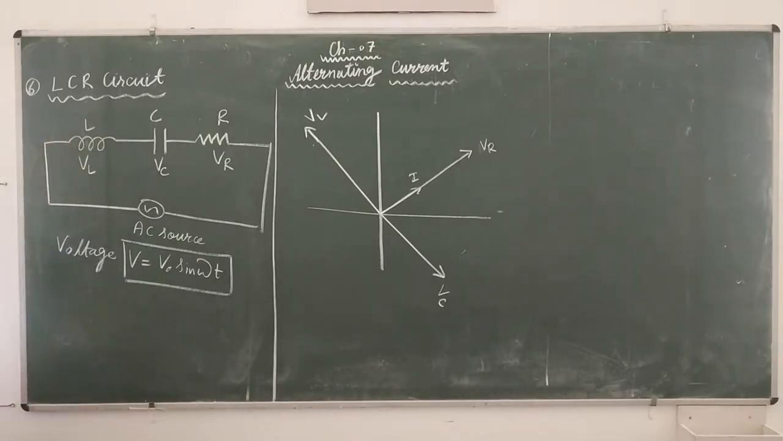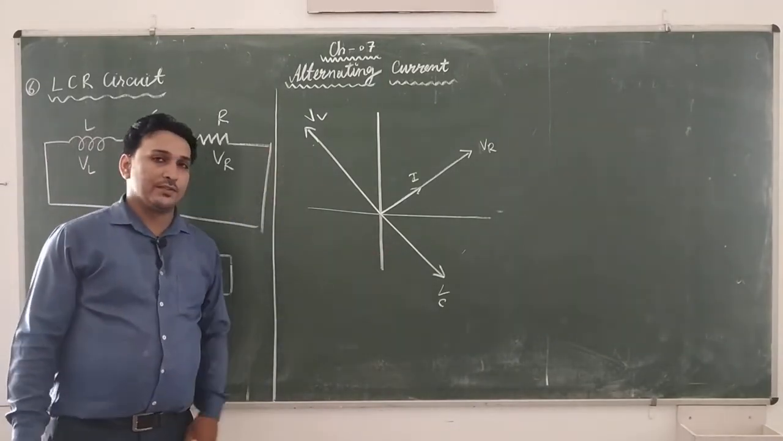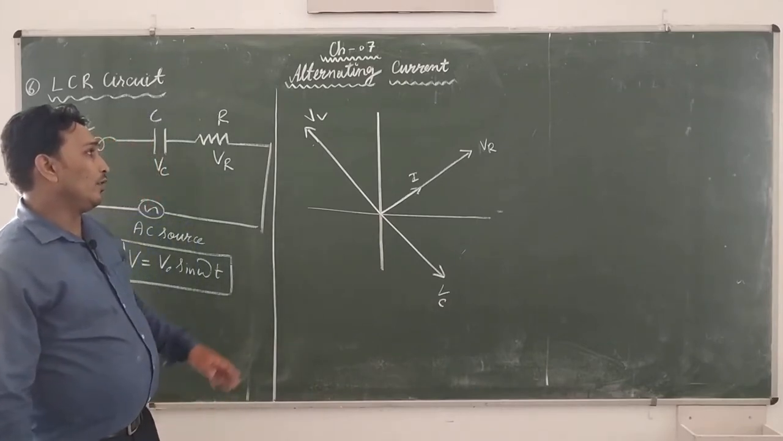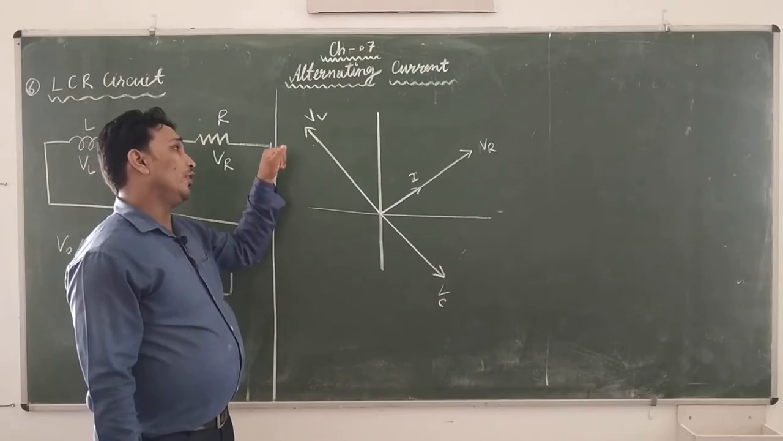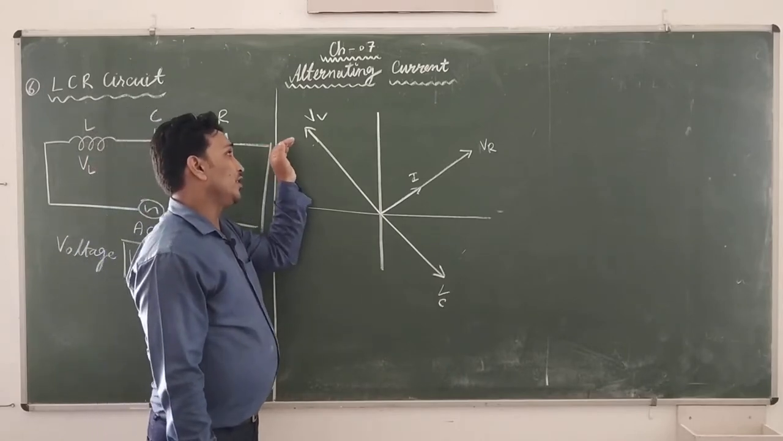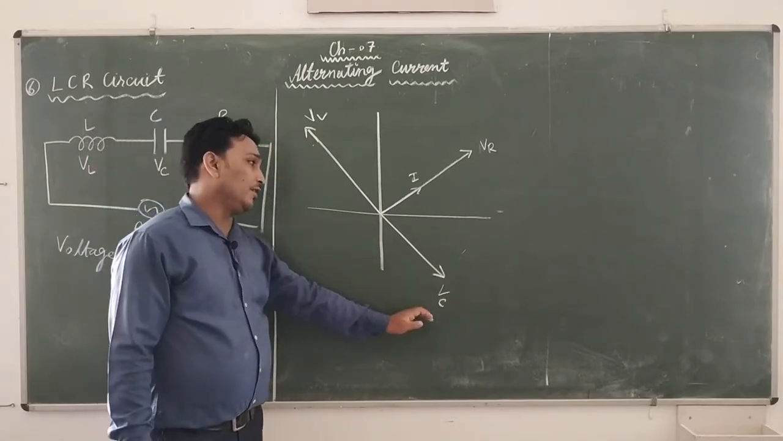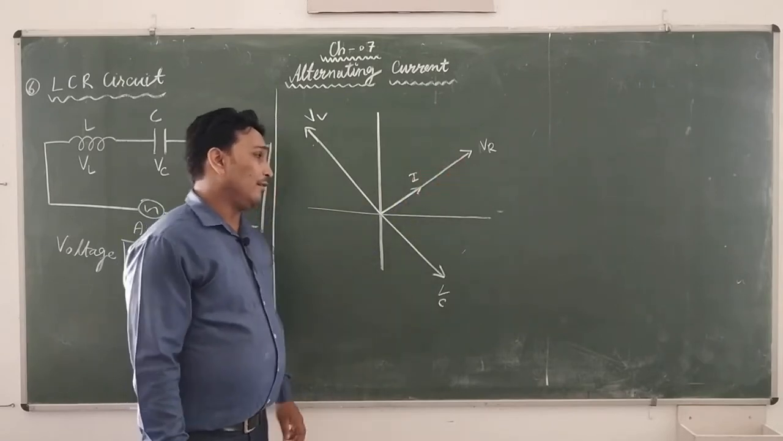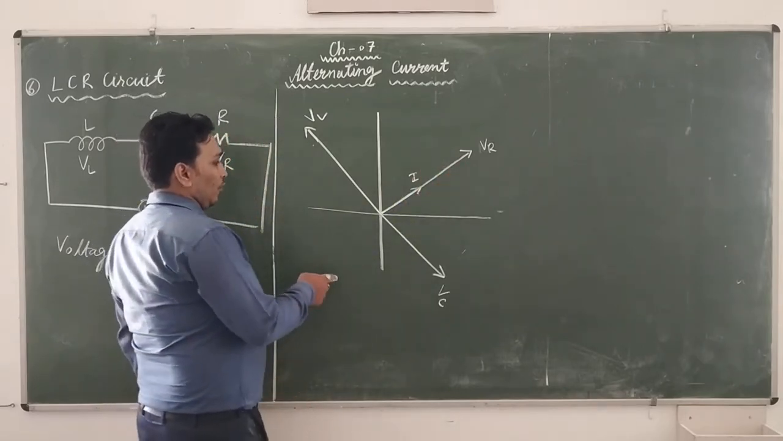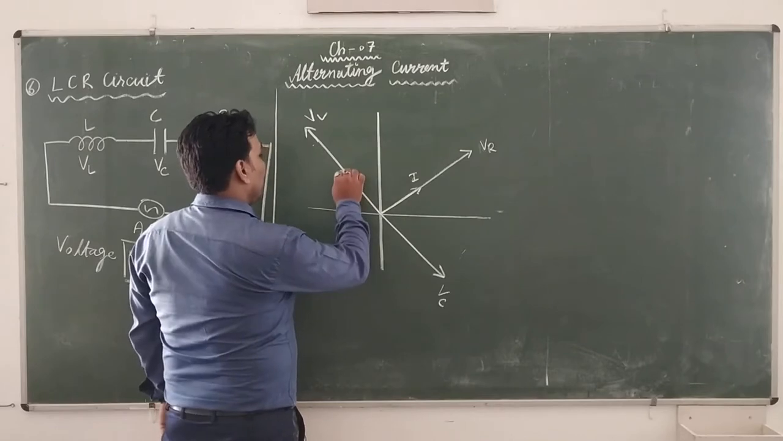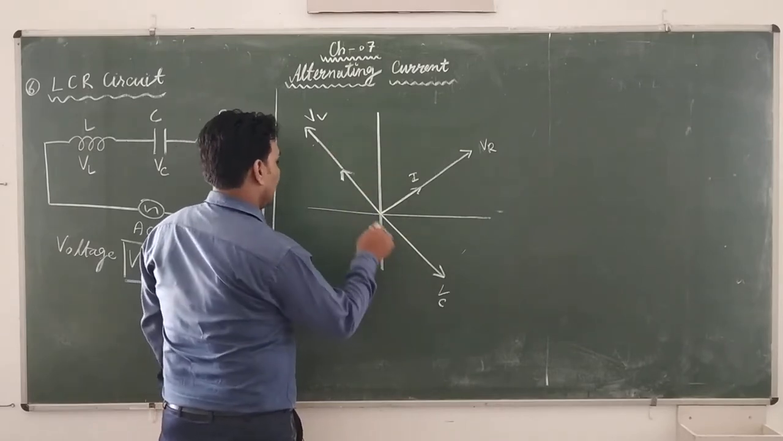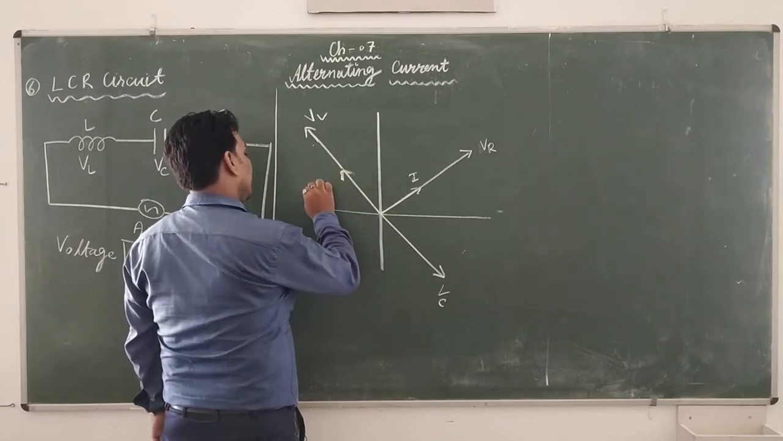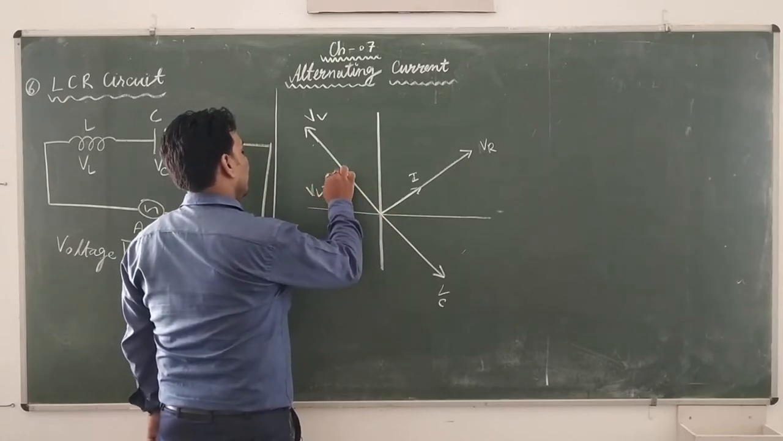Now from the phasor, it is very clear that VL and VC are opposite in direction, and we have to calculate the resultant of VL, VC and VR. So what are we going to do? We are going to calculate the resultant of VL and VC first, and then we will add VR to that. According to the diagram I have made, it is very much clear that VL is greater than VC. So we have a resultant in this direction, and that is VL minus VC.